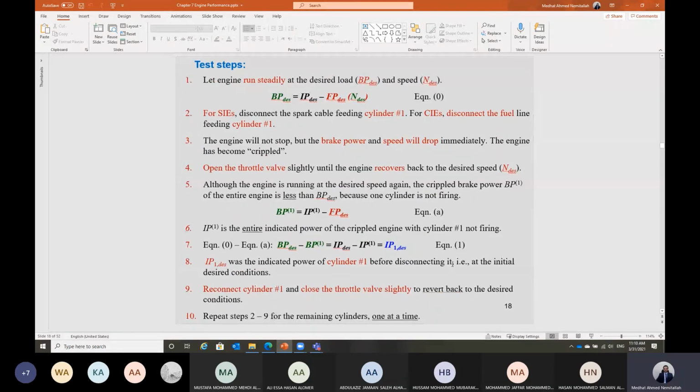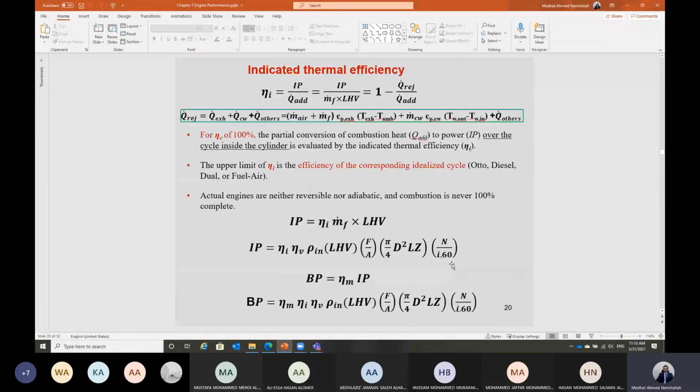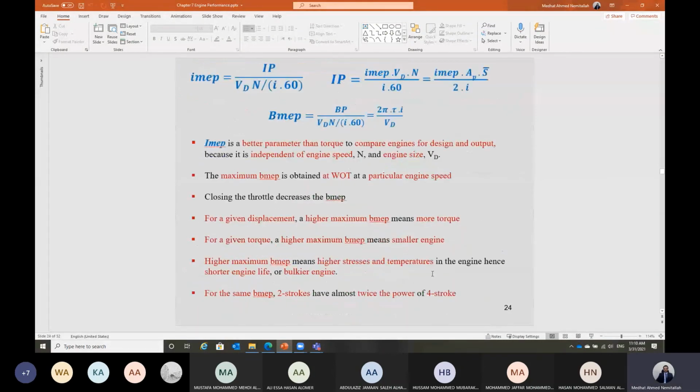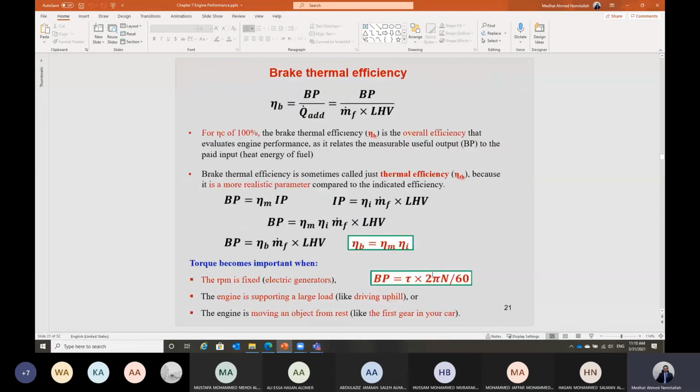So if you are interested in drifting or something, you have to run at this RPM. If you are going uphill, going up a mountain, you need torque in this case. You don't need much power, but you need torque applied on the crankshaft.